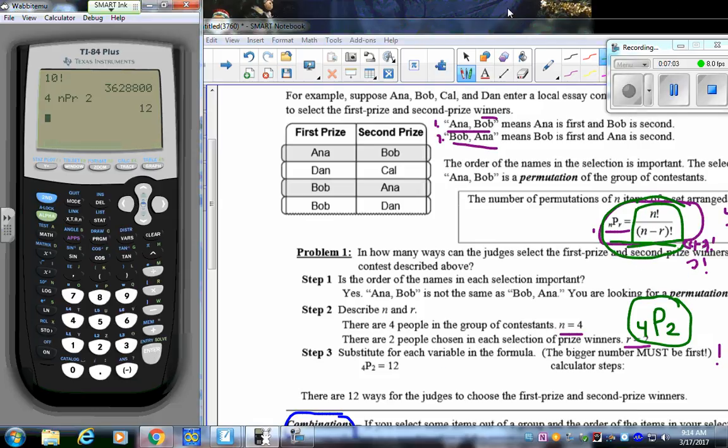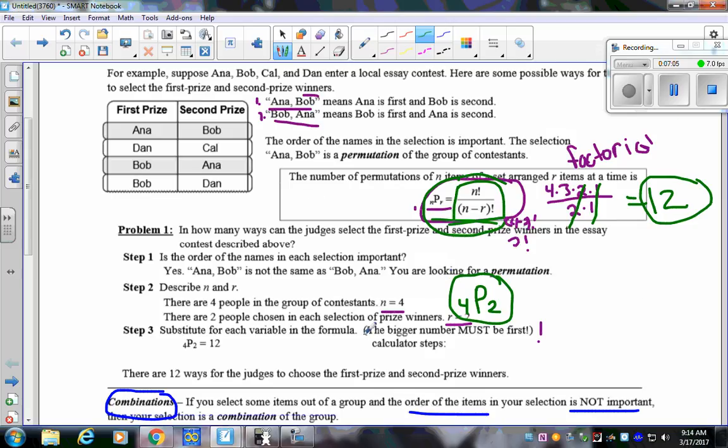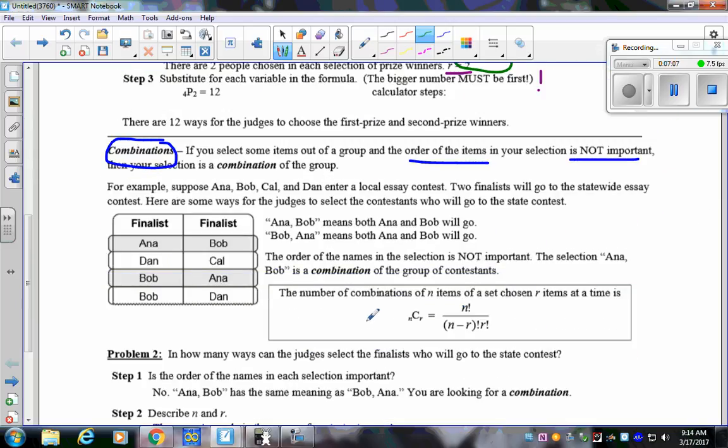Okay, so in a permutation, order matters. In a combination, order does not matter. So we're going to look at the same 2 examples and figure out what the difference would be. So we're entering a local essay contest and 2 people are finalists. Okay, their essay gets pushed on. There's no special prize. It's just 2 people are chosen. Not that one is chosen above the other. It's just 2 people are moving on.